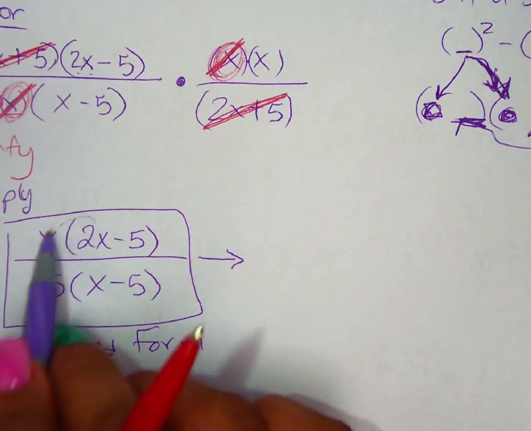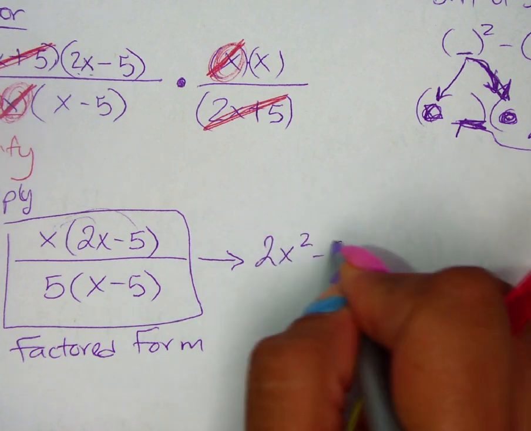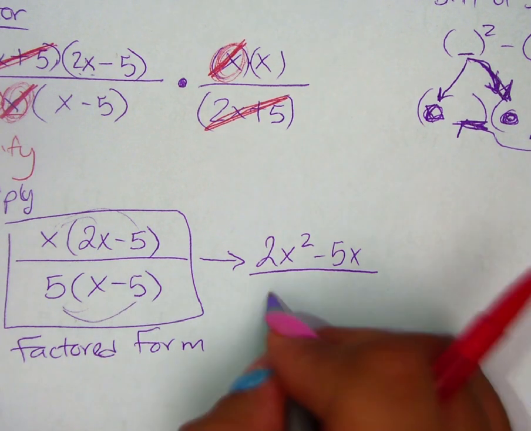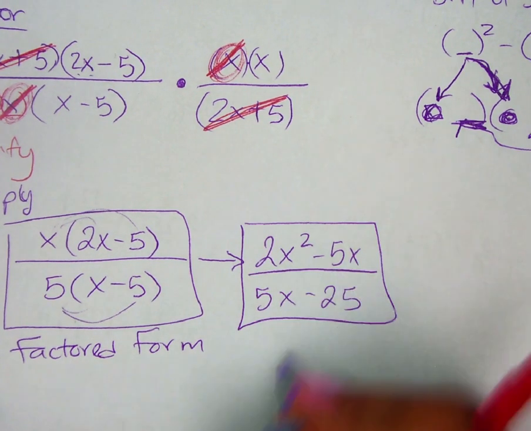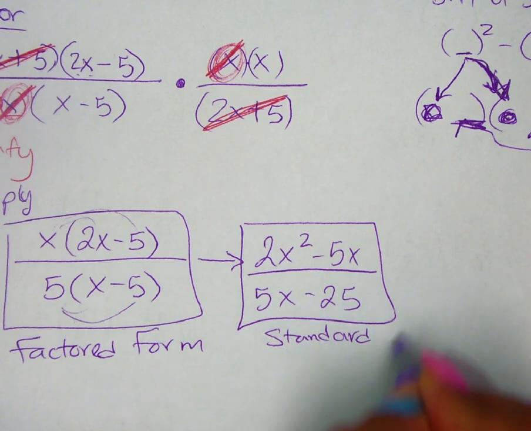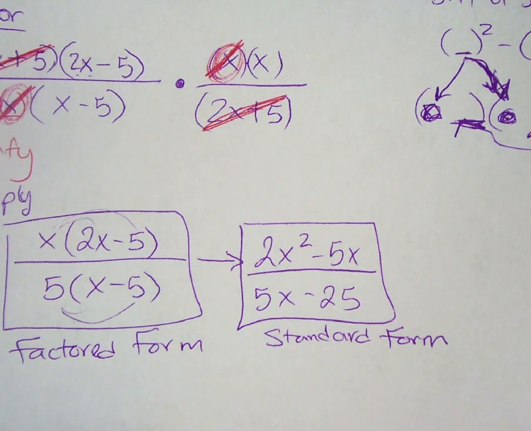If you multiply this in, you'll have 2x squared minus 5x over, multiplying these two, you get 5x minus 25. This will be the answer in standard form. And that's it. These two problems hopefully can help you understand how to divide.